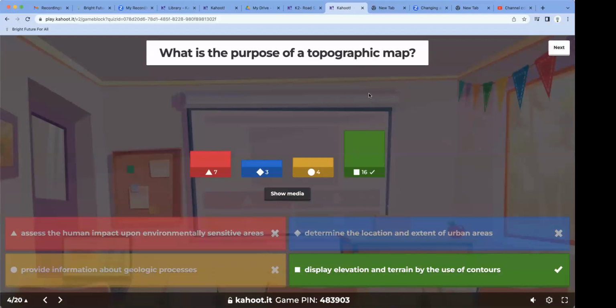Yeah, like we talked about contour intervals, contour lines, these topographic maps display the elevation by the use of contour. So each brown line you see is a different elevation.